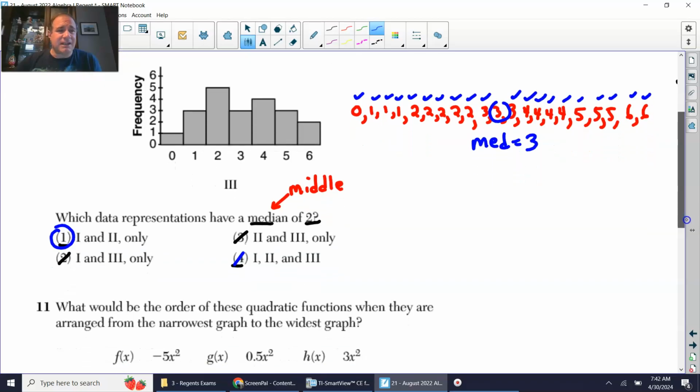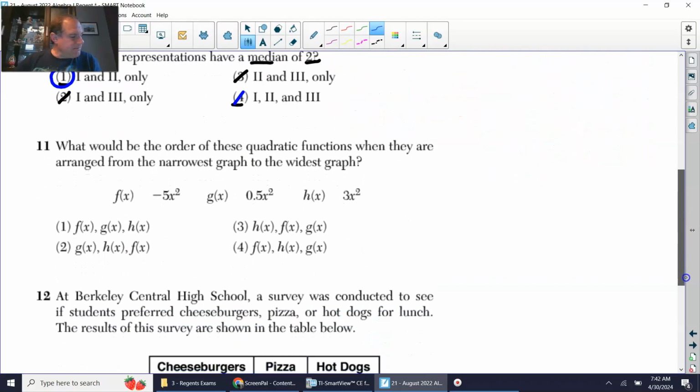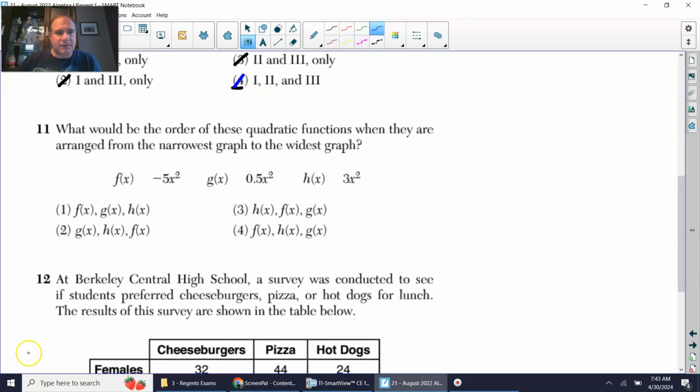You can put this into the calculator. The calculator can give you the median, and that would be a little bit of a direct way, but you have to input that whole list in. I don't want to do that. I'd rather just go back and forth and cancel out, and then get to that middle number that way.